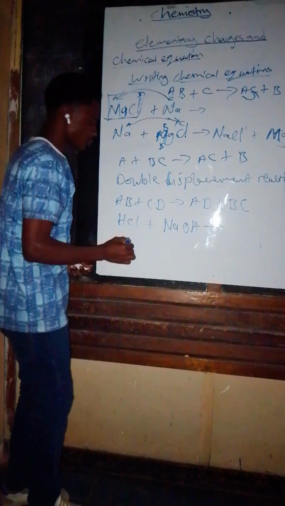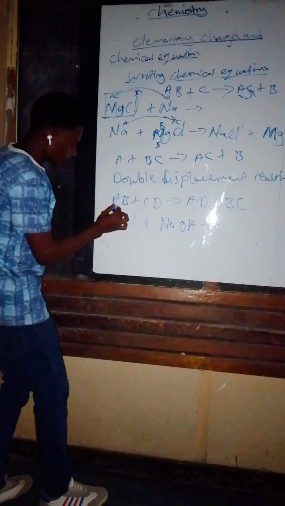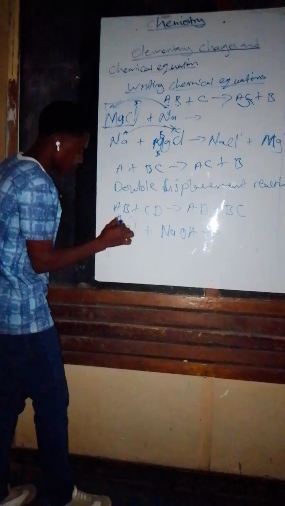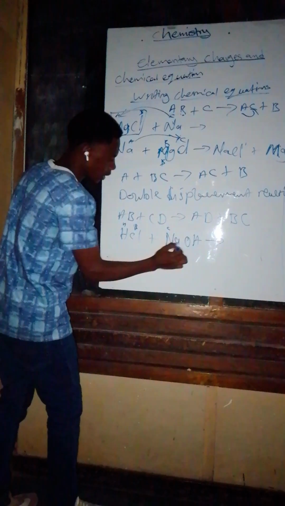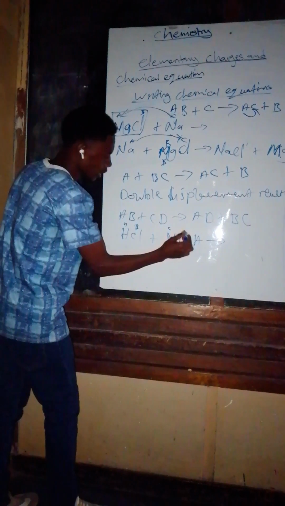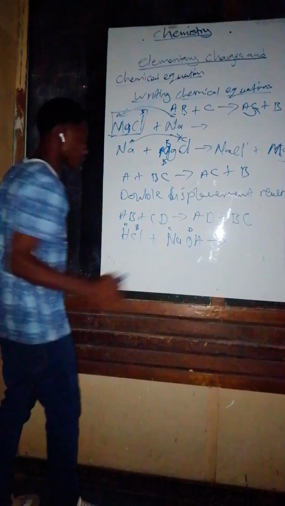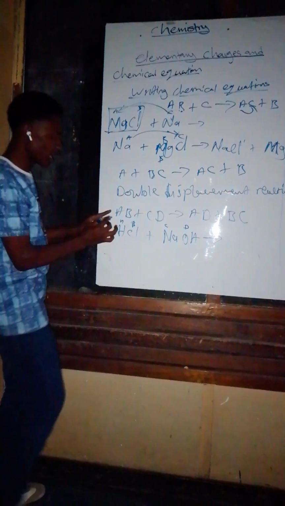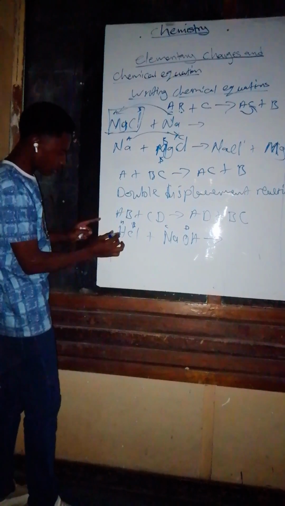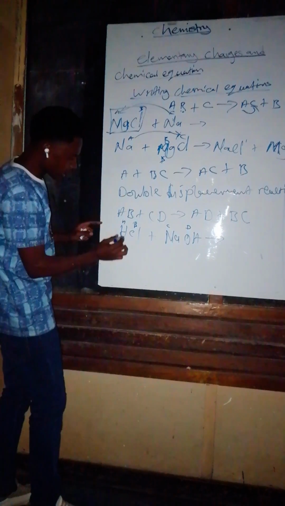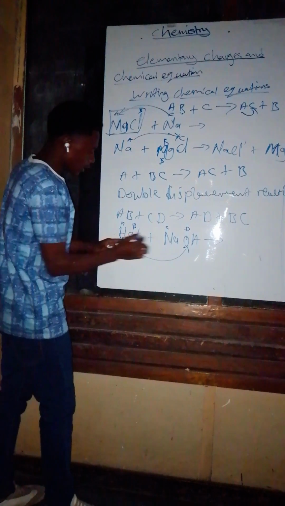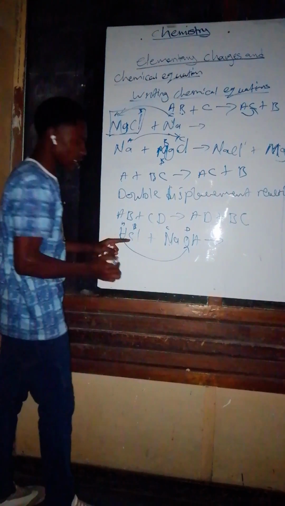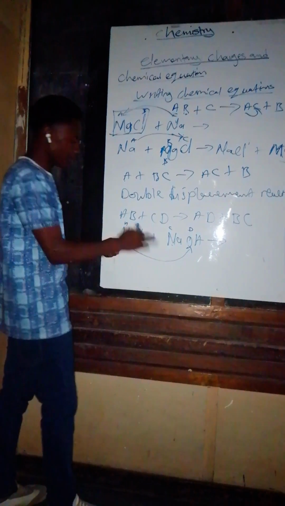So our hydrogen is going to be the A there. The chlorine is going to be the B. Sodium is C, and hydroxide is one compound here, so it's going to be the D there. According to the format, we have A going with D, so this hydrogen will take the hydroxide here, and then this B will go with the C. The C is sodium, B is chlorine.